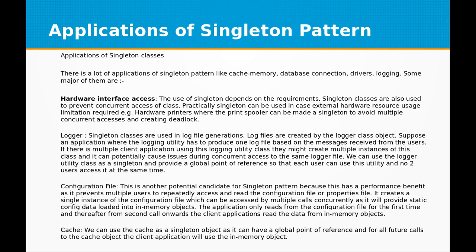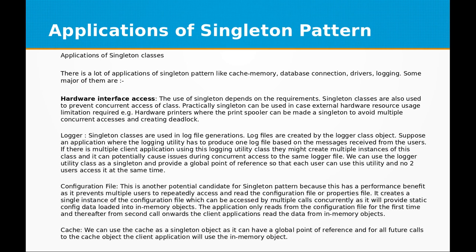The third example is the configuration file. There is another potential candidate for singleton pattern because this has a performance benefit as it prevents multiple users from repeatedly accessing and reading the configuration file or properties file. It creates a single instance of the configuration file which can be accessed by multiple calls concurrently, as it will provide static config data loaded into in-memory objects. The application only reads from the configuration file for the first time, and thereafter from the second call onwards the client applications read the data from in-memory objects.